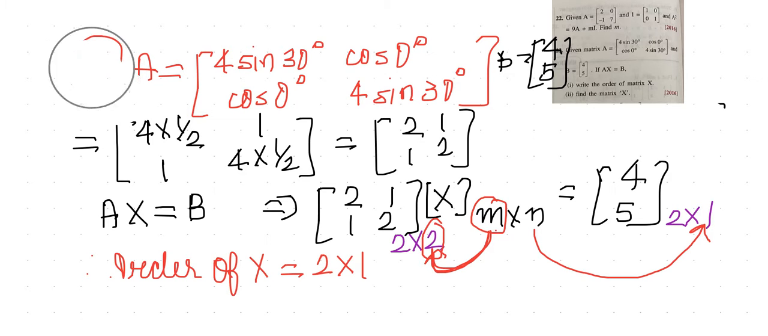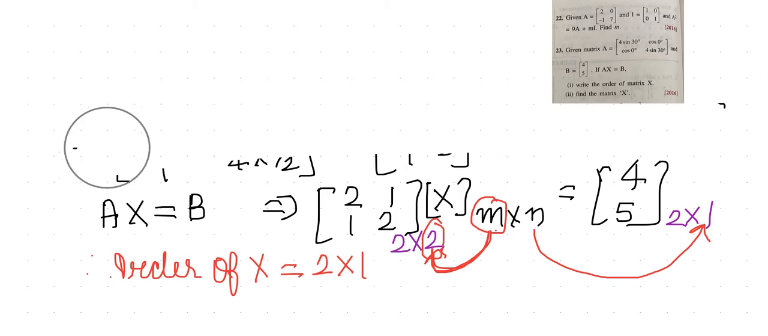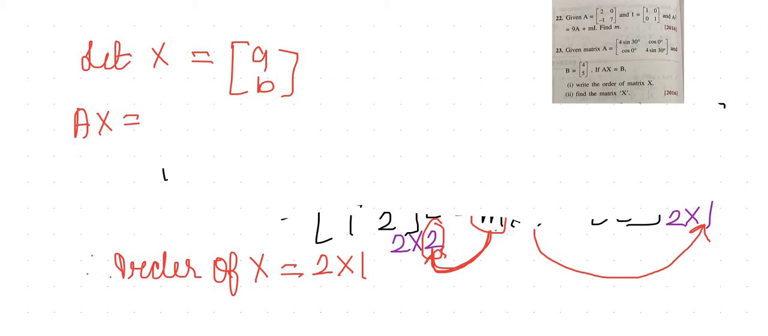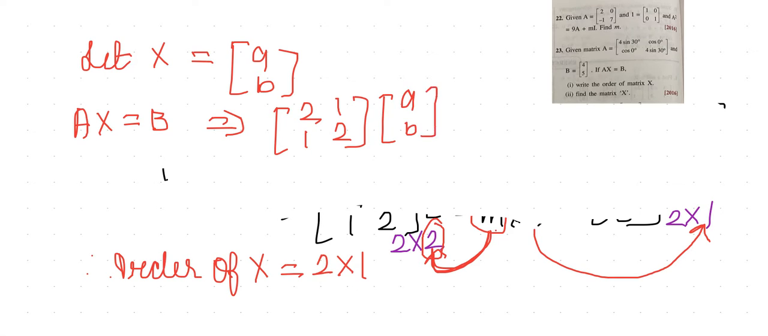Now since you are done with the order children, you can just find out the value of x. Let x be equal to [a, b], since the order has been given as 2 into 1. So this is what you are supposing x to be. Then AX is equal to B has been given. The value of A we calculated as [[2,1],[1,2]]. So [[2,1],[1,2]] into x, which you have taken as [a, b], is equal to how much children? [4, 5].